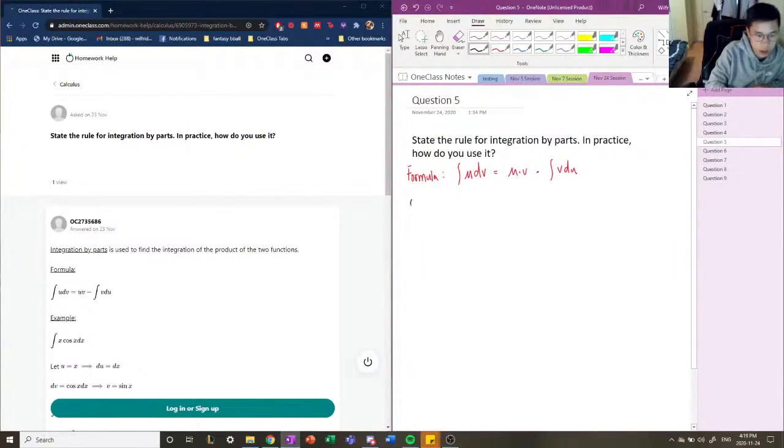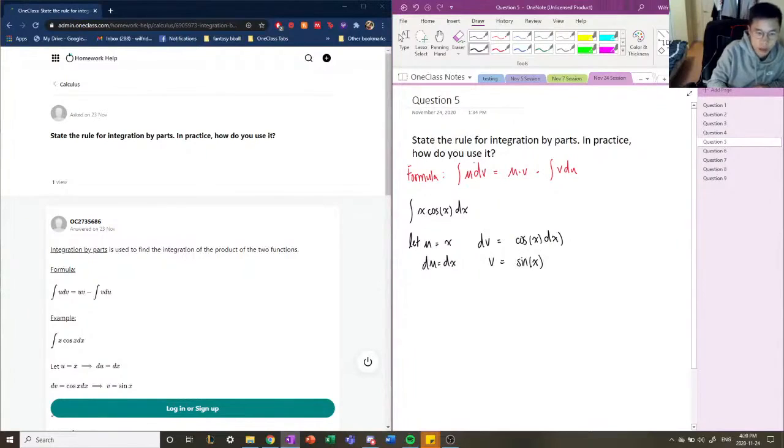All right, so we have the integral of x times cos x dx, okay? As you can see, this is a product of the function x and the function cos x. So we're going to let u be equal to x, and we're going to let dv be cos x dx, okay? By doing this, du is equal to dx, and the integral of dv, v, is going to be equal to sine of x, okay?